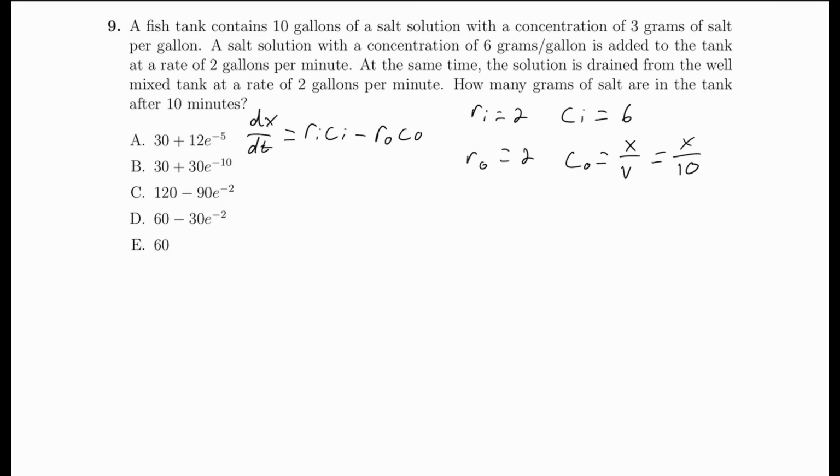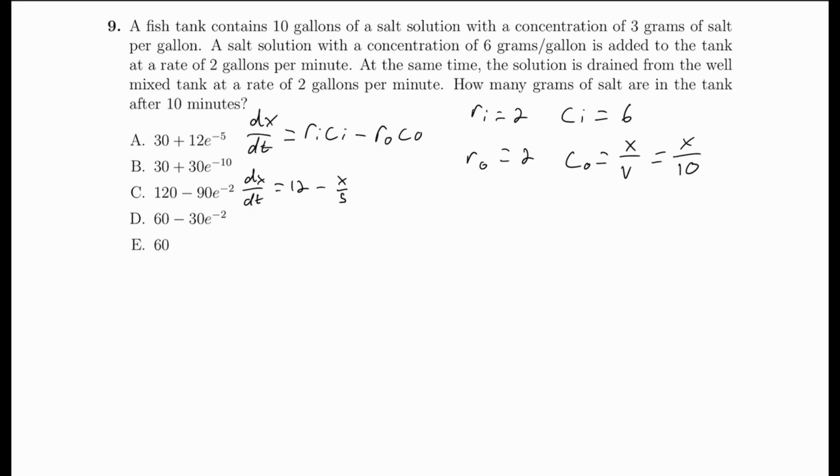We can go ahead and start plugging this in to solve our problem now. dx dt is equal to rate in times concentration in gets you 12, minus 2 times x over 10 is x over 5.